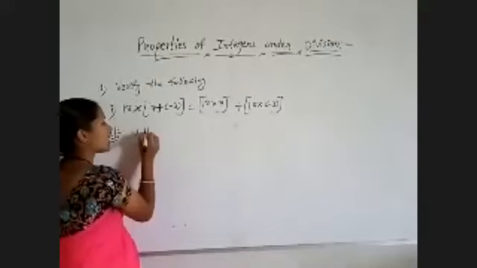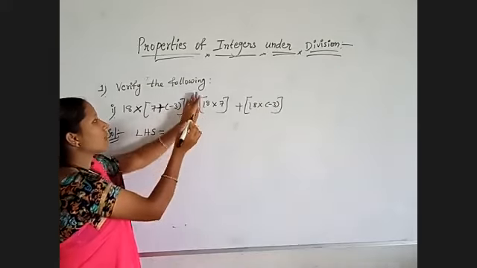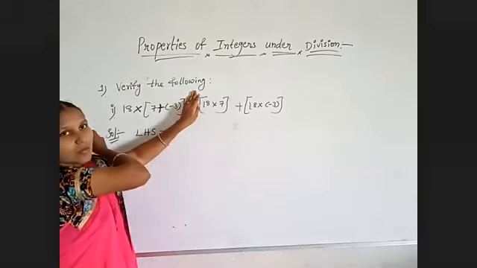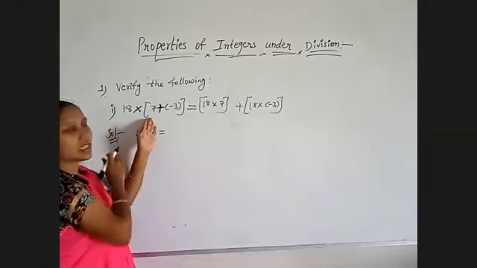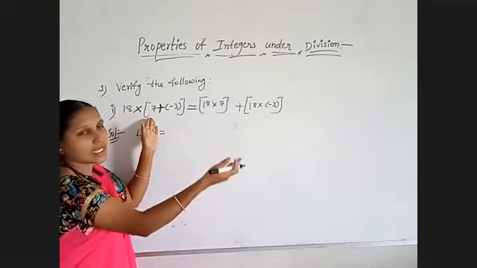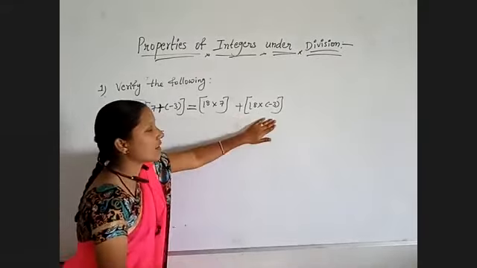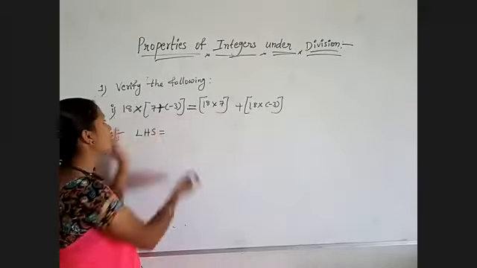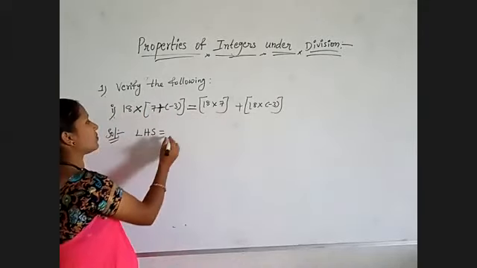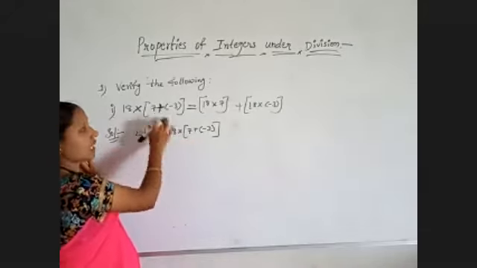For checking, we need to take the LHS of this equation. Before the equation, we have the left side, so the LHS of this equation is this one. And the other side is said to be the RHS, the right hand side. At the right hand side, we have all these. So now I'm writing whatever is given in the question as the LHS value.